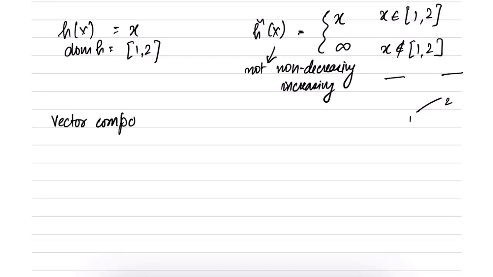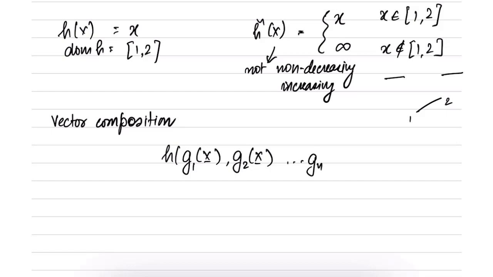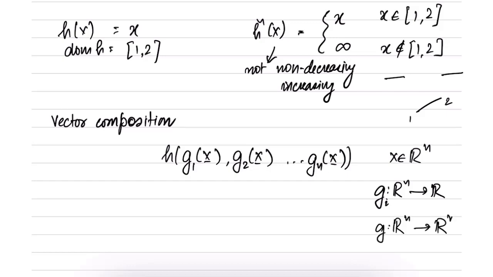So the vector composition rules are as follows. Let us consider a function h of g1 of x, g2 of x till gm of x, where x is in Rn. So gi is a function from Rn to R. So I can say that g is a function from Rn to Rm, where there are m functions. So this can also be written as h of g of x. I have put an underline with g because I want to say that g's output also is a vector.